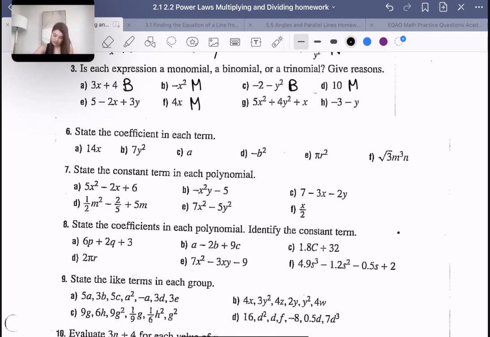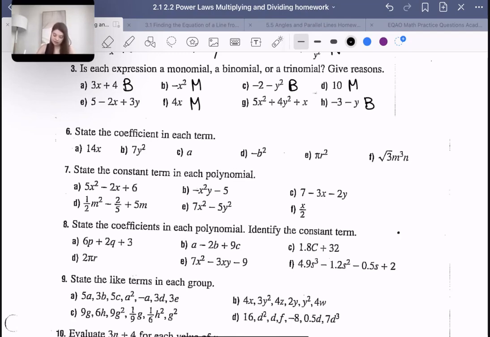All right, and then H also would be a binomial because we have two terms. We have -3, which is a constant term, and then we have -y, which consists of our coefficient of -1 and our variable y. Good.